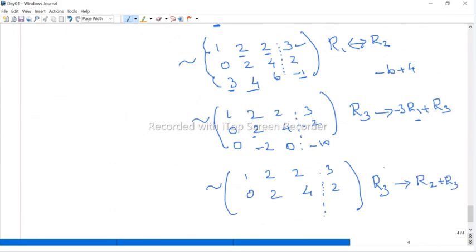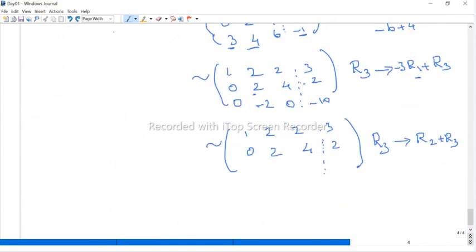Maybe we can call the new row R3. Now just add the second row and third row and write it in the third row. So 0 plus 0 we get 0, 2 minus 2 we get 0, 4 plus 0 is 4, and 2 plus minus 8 is minus 8. Okay, now we get this one.